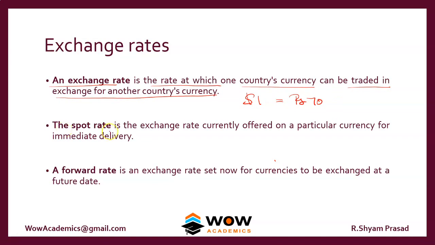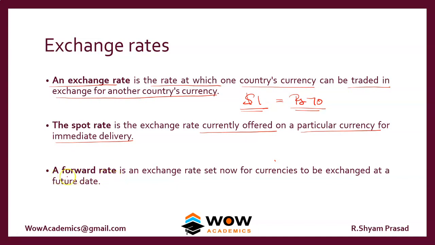The spot rate is the exchange rate currently offered on a particular currency for immediate delivery. So spot rate is like if you have $1 in your hand, you can go to any forex bank and if you give that $1, you will get 70 rupees. So that is a spot rate.